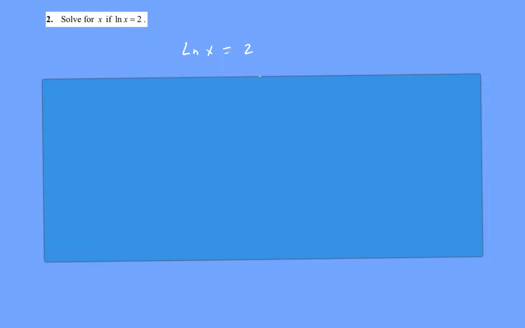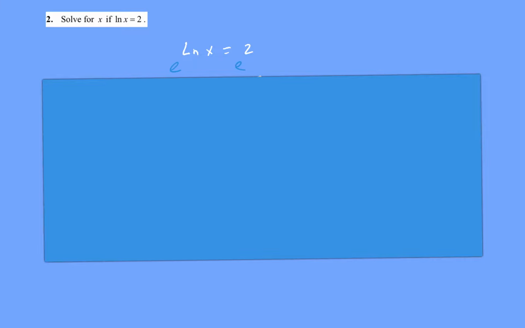How will you solve this equation? I will use the inverse. How will I use the inverse? I know that the inverse function to natural log of x is e to the something. So I will do e to the something here, and I will do e to the something here.